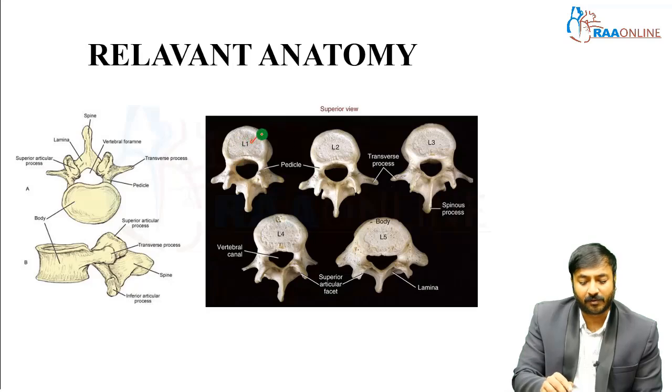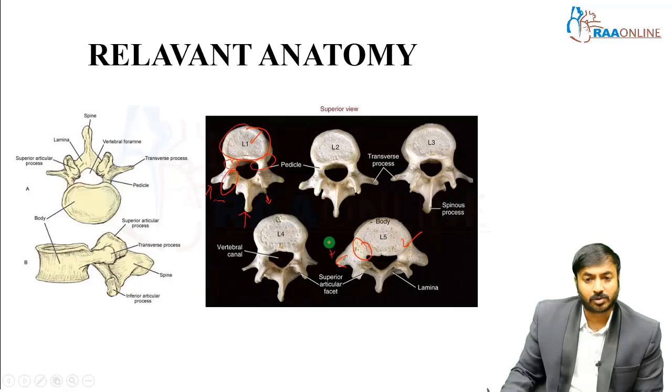Here you can see a superior view of the L1 to L5 vertebral bodies. This is the body and this is the pedicle, and you can see the facet here, the transverse process, and the spinous process here. You can see the inferior facet of L1 there, and as you see, the pedicle size increases from L1 to L5, and the L5 body is huge, but the size of the transverse process goes on reducing from L1 to L5. Those are a few characteristics of the lumbar vertebra.